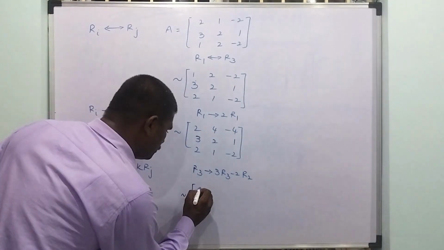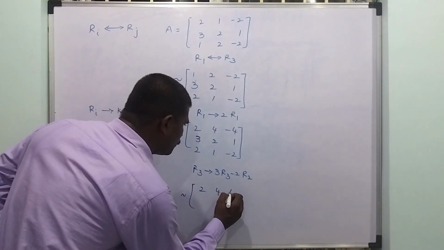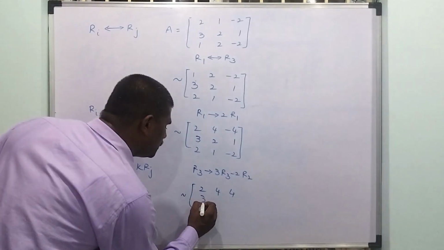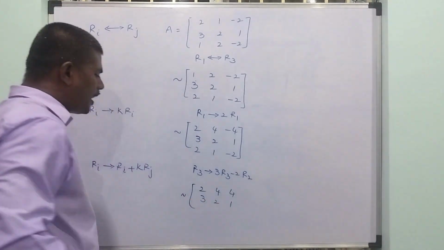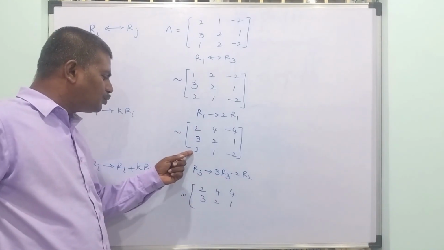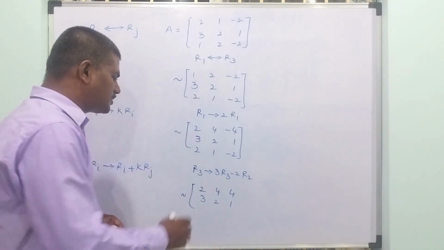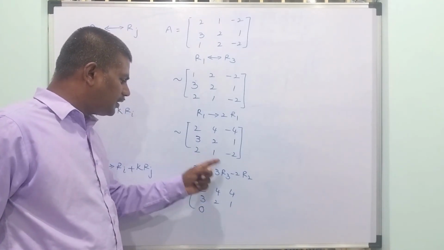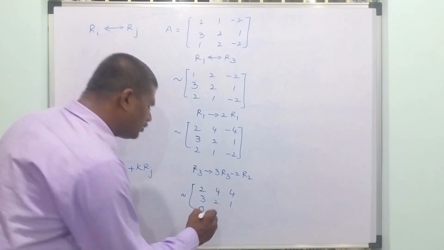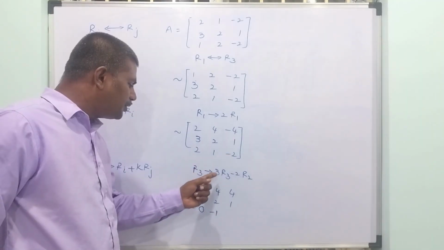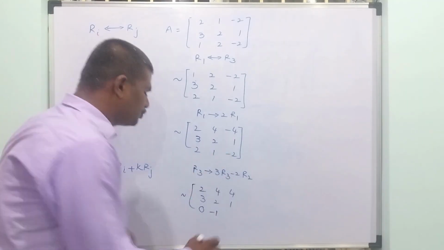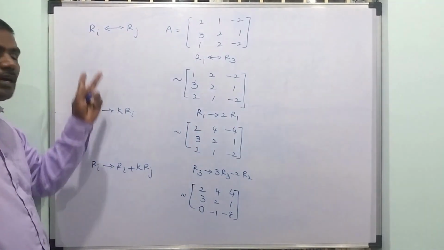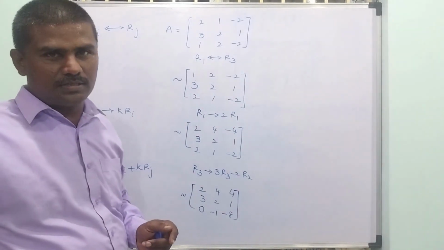no change in the first row 2, 4, minus 4 and no change in the second row 3, 2, 1. And 3 into R3: 3 2s are 6 and 2 3s are 6. 6 minus 6 is 0, and 3 into 1 is 3, 2 2s are 4, 3 minus 4 is minus 1, and 3 into minus 2 is minus 6, minus 2 into 3 is minus 6, so minus 6 minus 2 is minus 8. This is the resulting matrix. These are called elementary row operations.